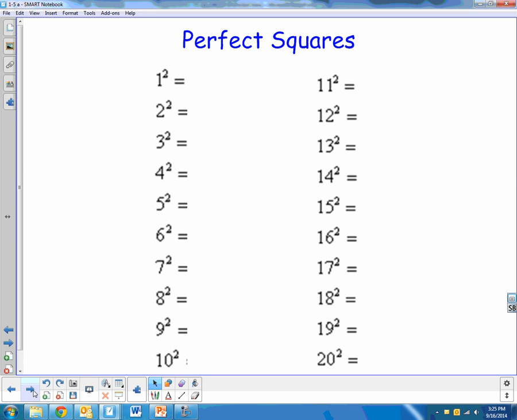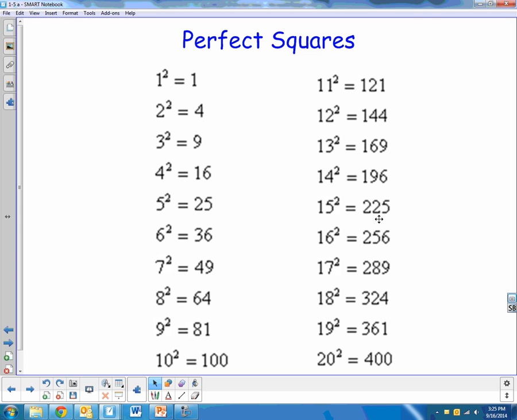So first thing we're going to look at, squares. We've been looking at squares already, exponents. So we got 1 squared, 2 squared, 3 squared, 4 squared, all the way through 20 squared. And we're going to make a list of those. So I'm going to have you write these down, and then we'll come back and we'll talk about them. So go ahead and write down the first 10 perfect squares, and then the next 10 perfect squares.